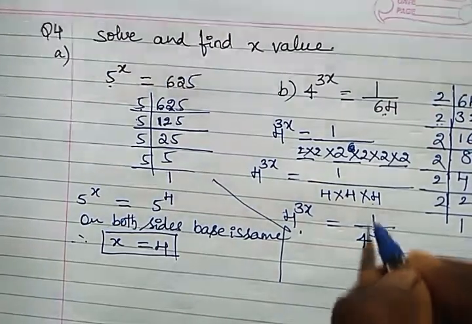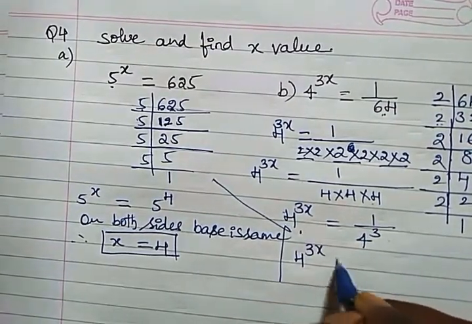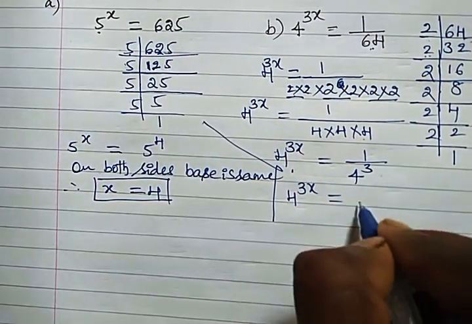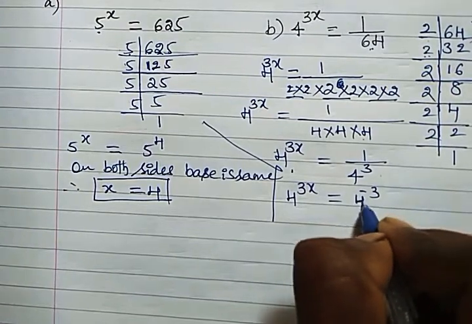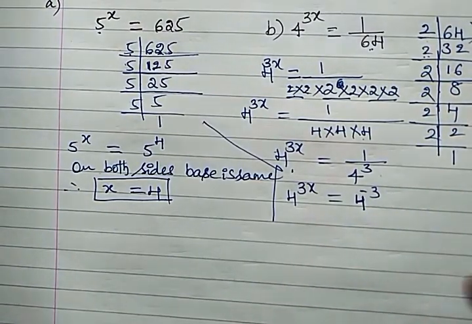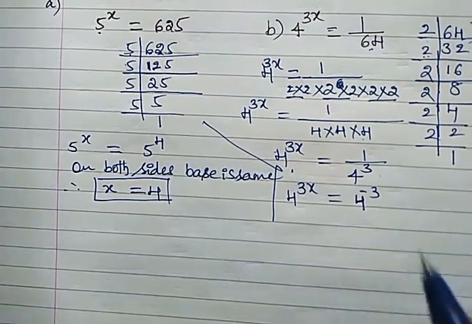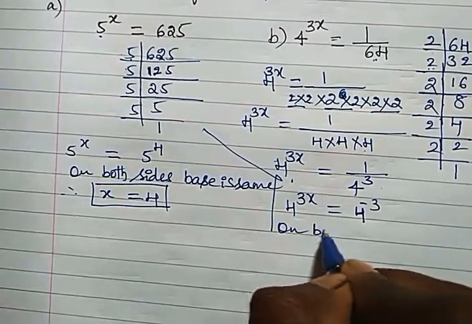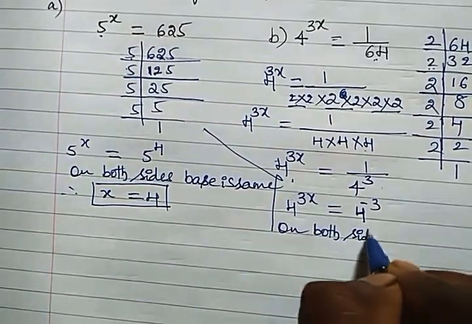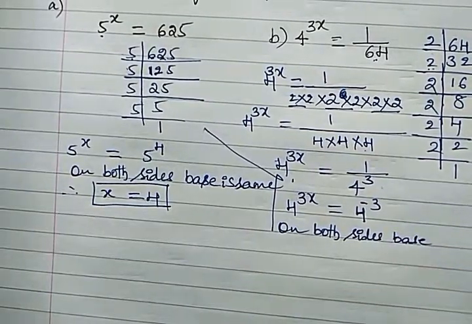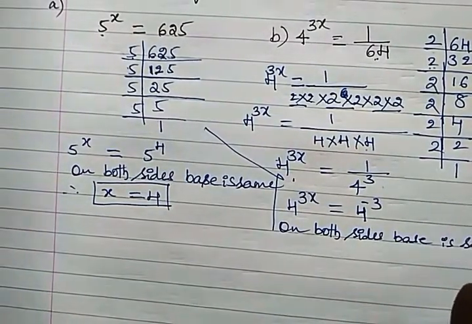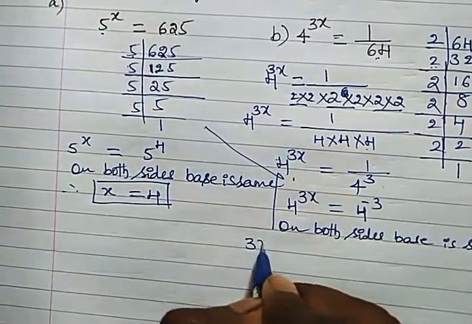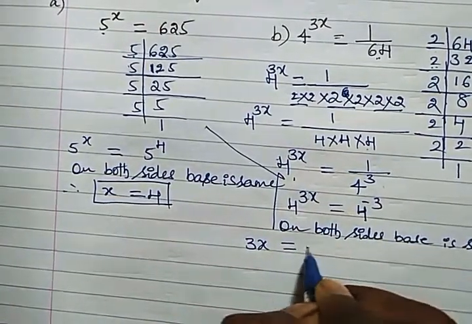So we'll bring this to the numerator. What happens? 4 power 3x is equal to 1 by 4 power 3. By taking the reciprocal, when it comes to the upside, it becomes 4 power minus 3. It's not like we can change it anywhere, but we change it according to the laws or principles. So now on both sides the base is the same. So 4 and 4 are the same. What are the powers? 3x, and on the other side minus 3.